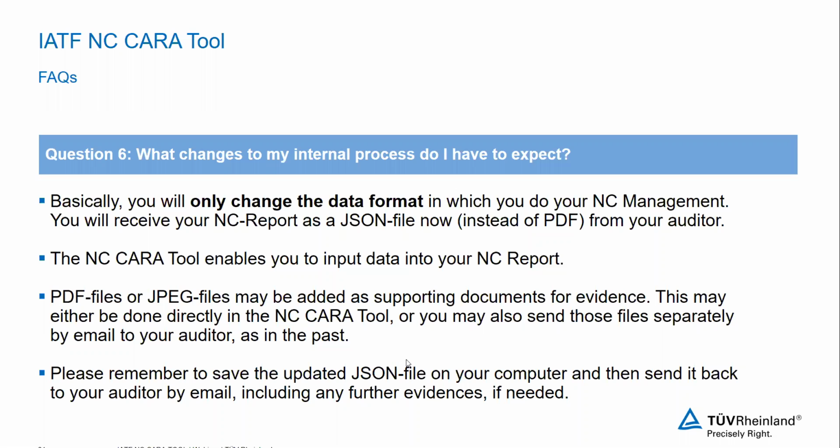And once you have updated all the information, once you have filled in all these little boxes which say to be completed by the organization, so once you've gone through all the different corrective action steps within your NC management process and have attached the evidences, then again, please save this updated JSON file on your computer or in your intranet. Make sure you have it saved. And don't close your browser before. And then you need to send it back by email to your auditor so that he can review this file then.